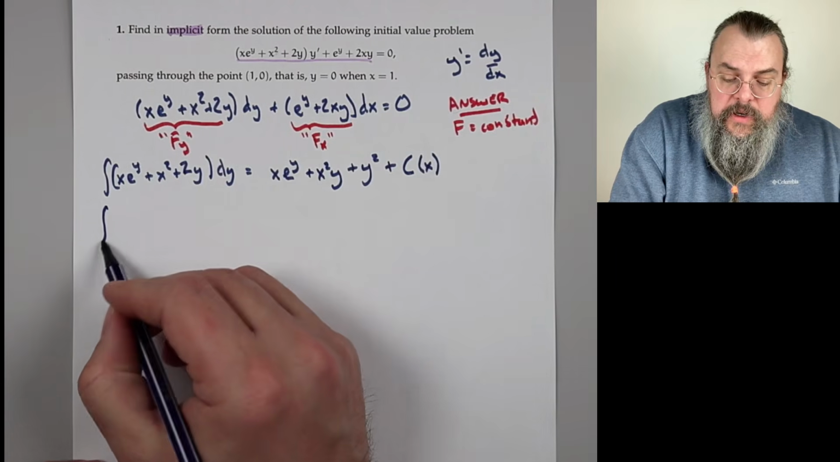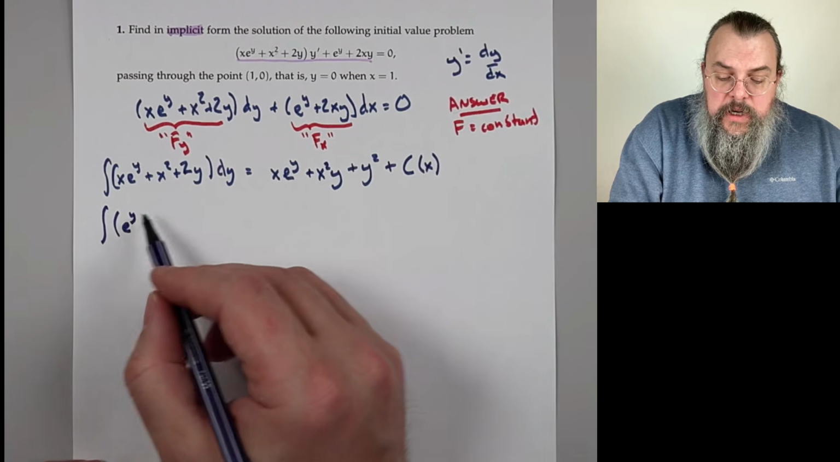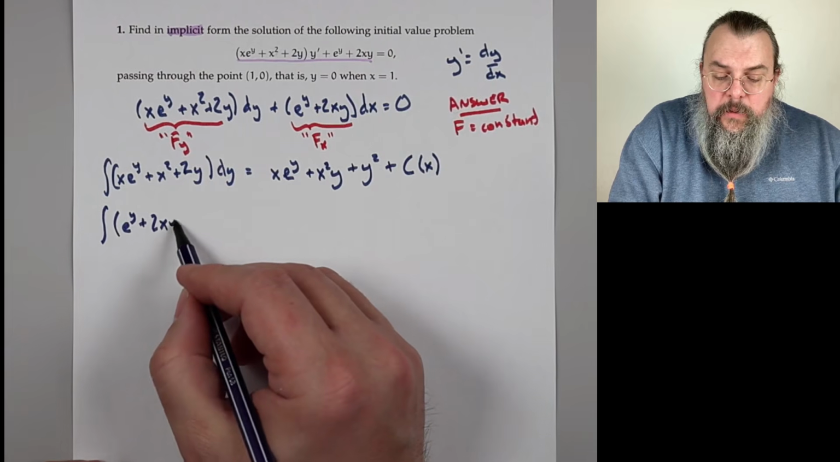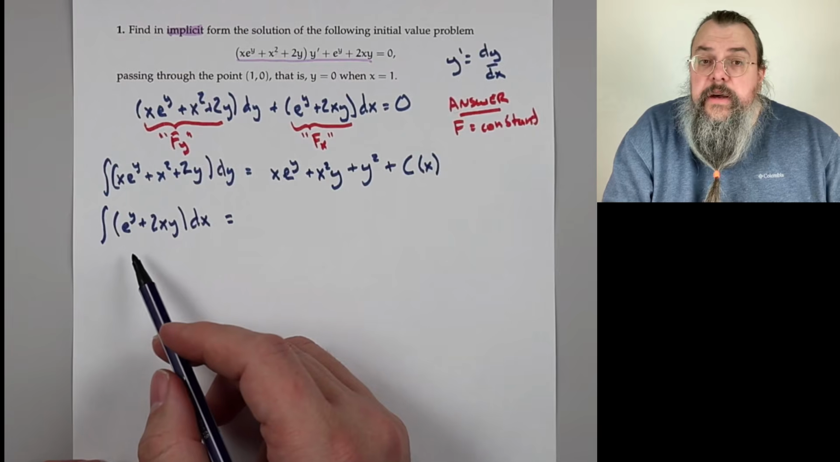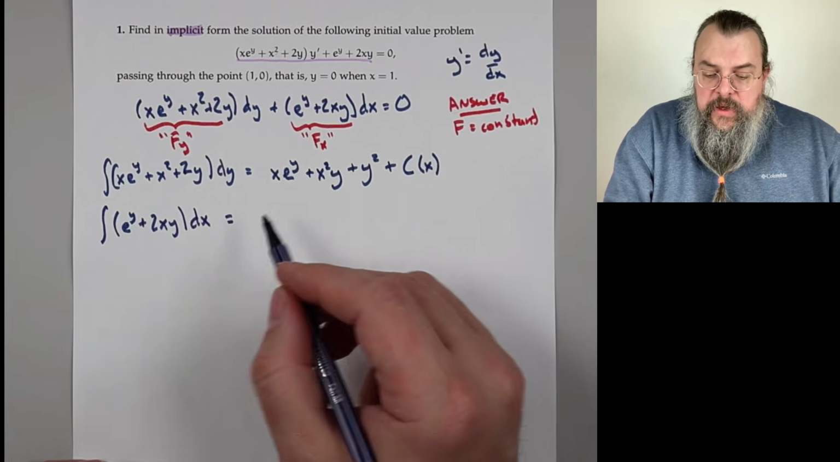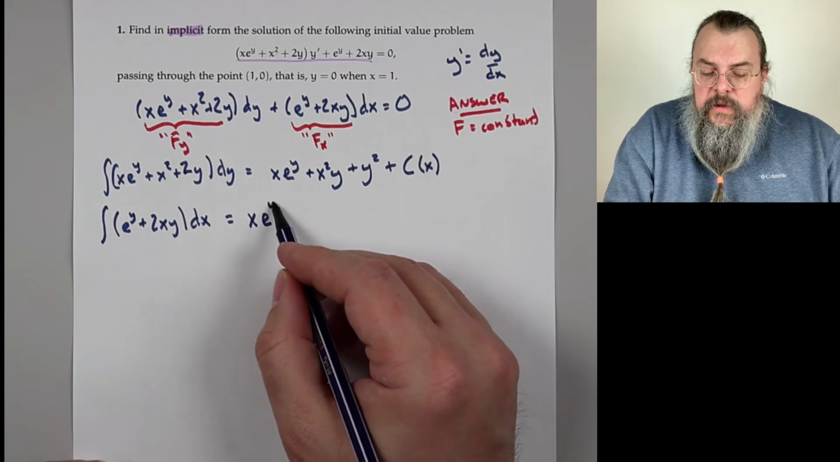Okay, next part, we integrate this other part with respect to x. The integral of (e^y + 2xy) dx. So e^y has no x, so it's like a constant. So the integral of that, well, it'll be x times our constant.